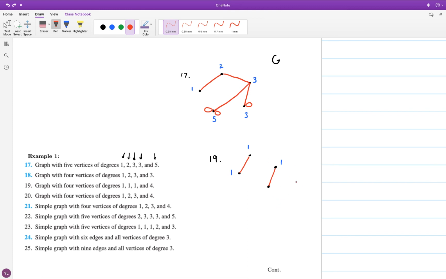And we start to realize there's not much else I can do to try and get this degree sequence. And I realized pretty quickly that something's wrong here. It can't be done, and I want to articulate why. So let's think about it this way.